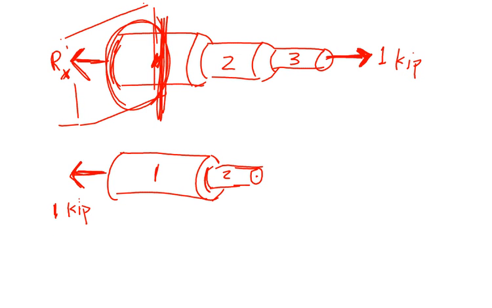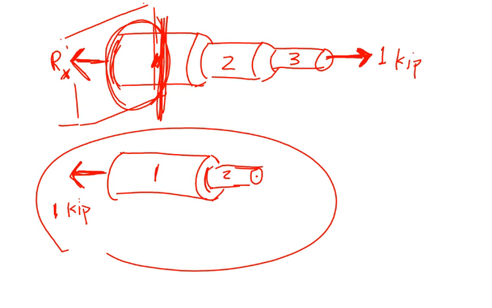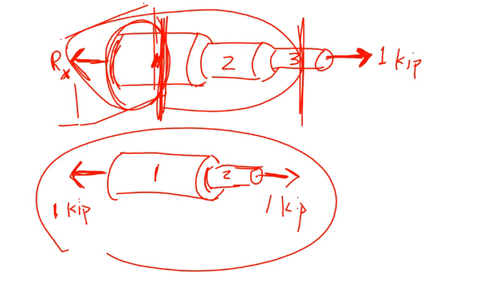Well, I know this whole piece must be in equilibrium, right? The whole structure is in equilibrium. If I cut out this part of it that includes 1 and half of 2, then this must be in equilibrium as well. So the force in 2 must be 1 kip. Okay? And then you could do the same thing for 3, right? Make a cut somewhere in 3. You have to include this whole thing.